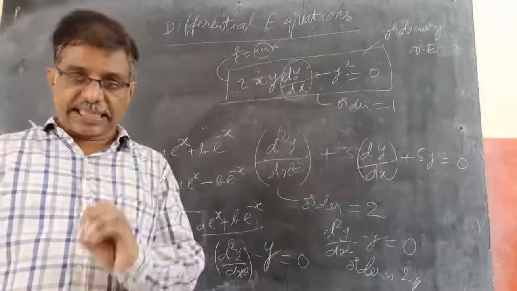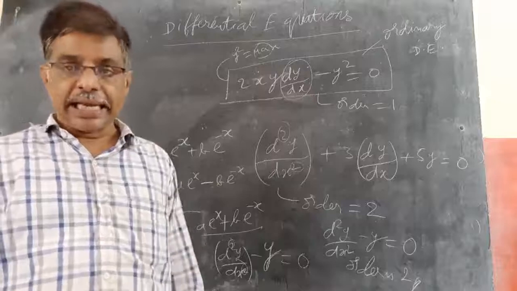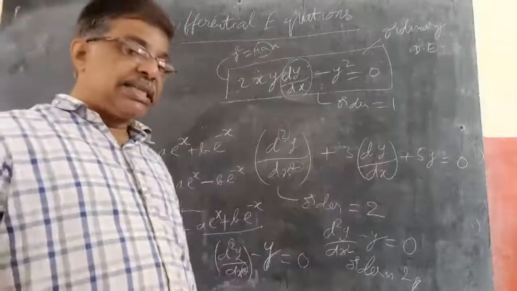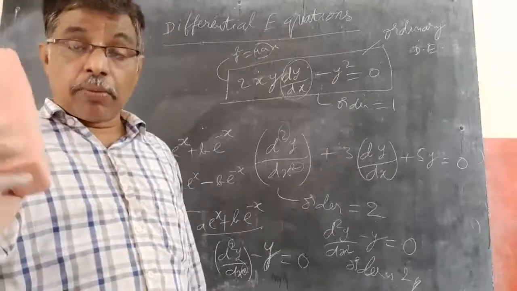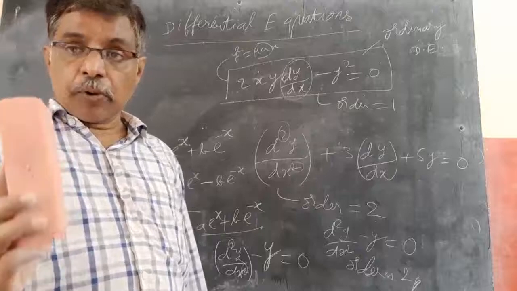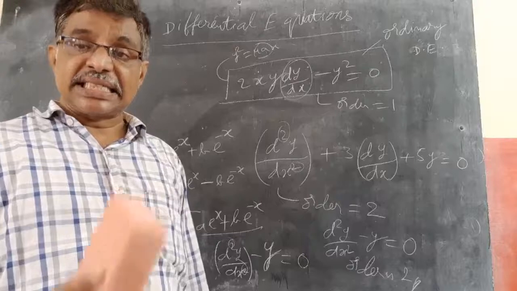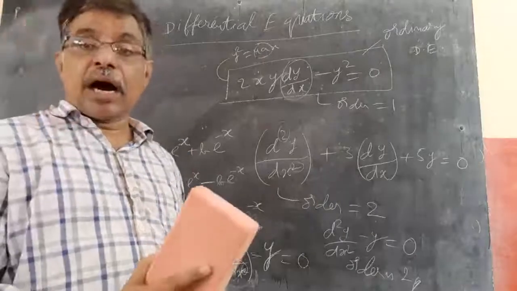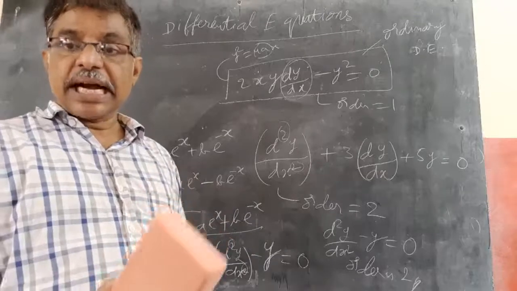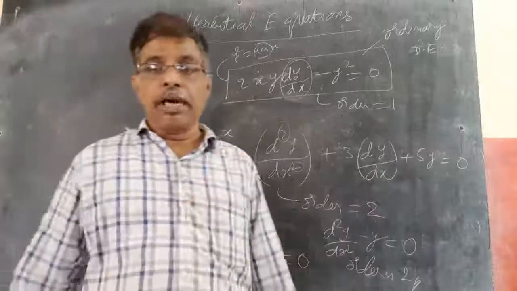Next, what is a degree? I told you we will discuss in this chapter only first degree. What is the degree of a differential equation? If the differential equation can be written in the form of a polynomial, then the highest degree of the polynomial, you know the degree of a polynomial means the highest exponent or highest power, is called the degree of the polynomial.